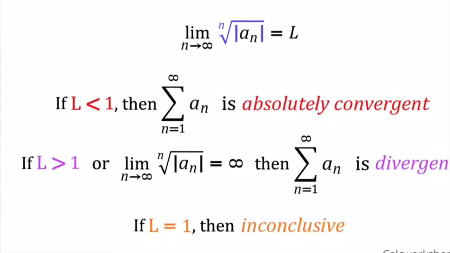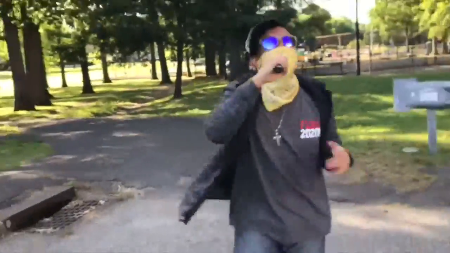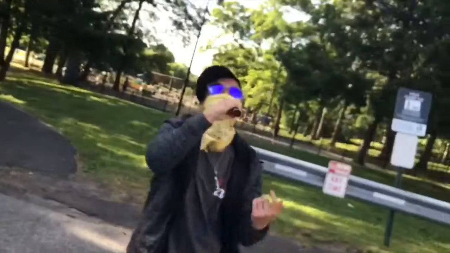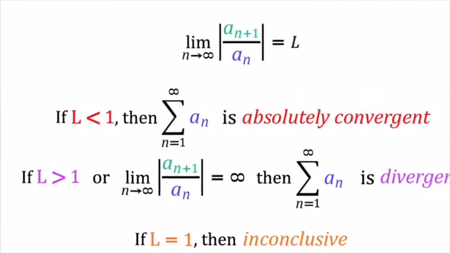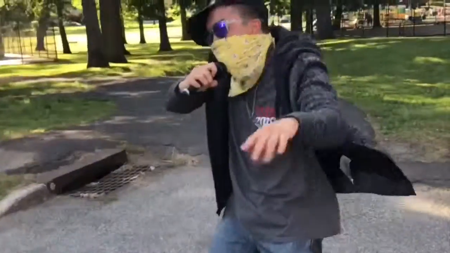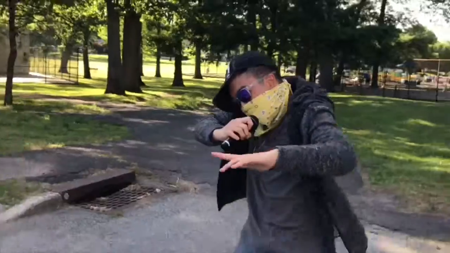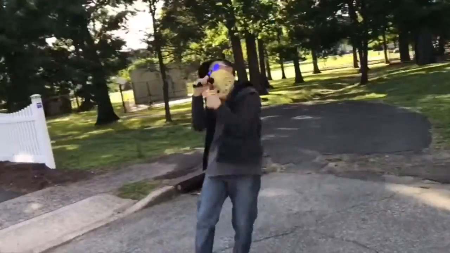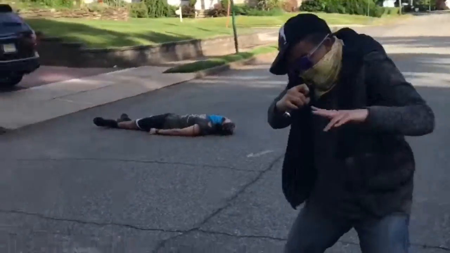Root: look at the limit as n approaches infinity of the nth root of the absolute value of a sub n. If it's less than 1, it converges. More than 1, it diverges. Ratio: look at the limit as n approaches infinity of the absolute value of a sub n plus 1 over a sub n. Say it once again, even write it with a pen. If it's less than 1, it converges. More than 1, it diverges.